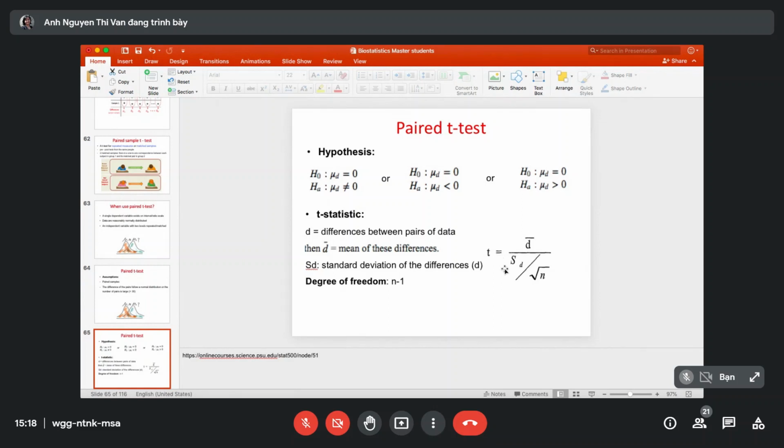So the t-value for the paired t-test is equal to d bar. What does the d bar mean here? Over SD over square root of n. What is SD? Yes, the d bar is the mean of the differences between two samples, between the pair, yes, paired data. And the SD is the standard deviation of the differences.